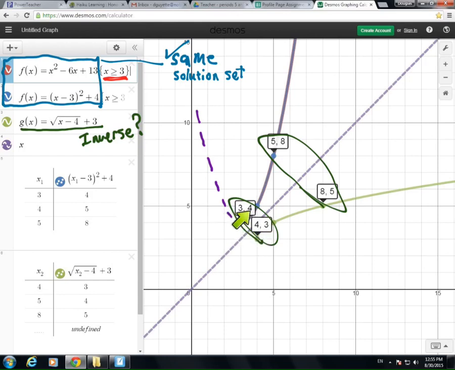So if I put in 3, I get out 4. The inverse says, we'll take that 4 and give it back as a 3. I put in 5 and I get 8. The inverse says, well, I'm going to take that 8 and give you back your 5.